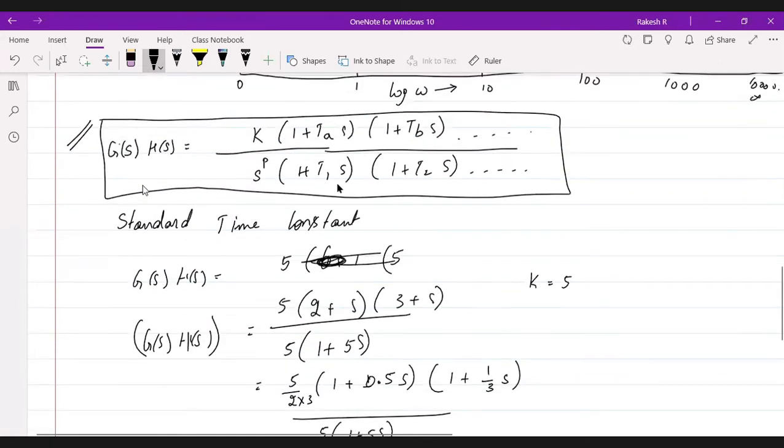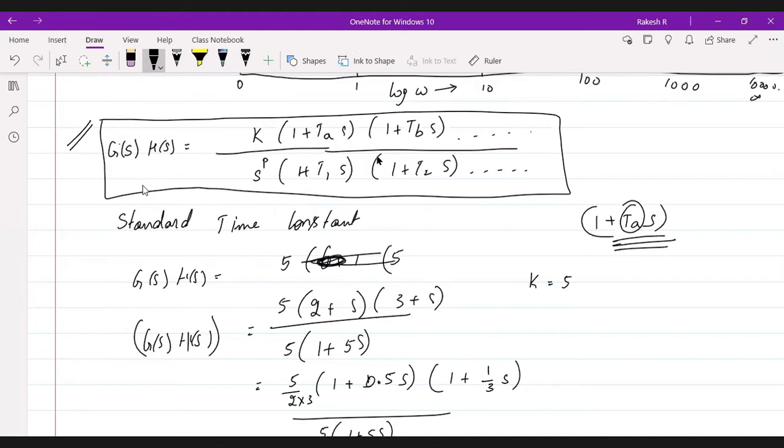You need to compare with these. Whenever the equation is given, you need to make it in terms of 1 plus tas. Keep this in mind. The coefficient of s should be TA or TB or T1 or T2, and you need to compare with the standard form. After that, you can write the value of K, the value of s power p, and what TA, TB, T1, T2 are. This is what you need to keep in mind.